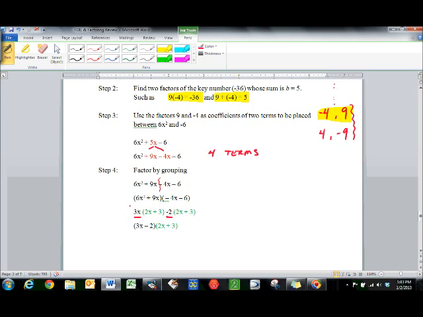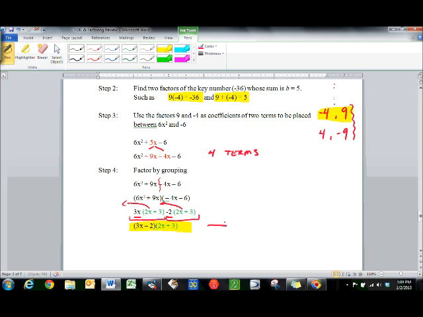Then if you look at each of these as individual terms, they both have a 2x plus 3 as their common term, so I'm going to factor out the 2x plus 3, which leaves me a 3x and a negative 2. And then I have my final answer of 3x minus 2 times 2x plus 3.